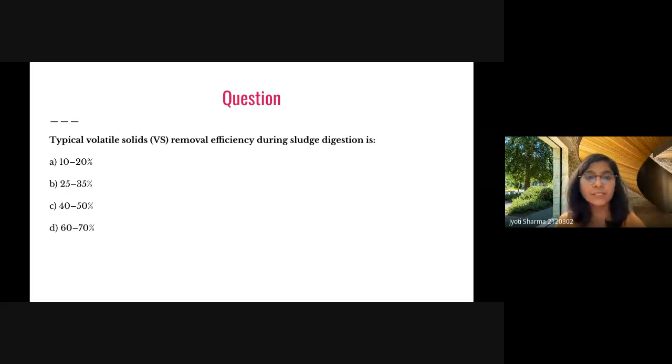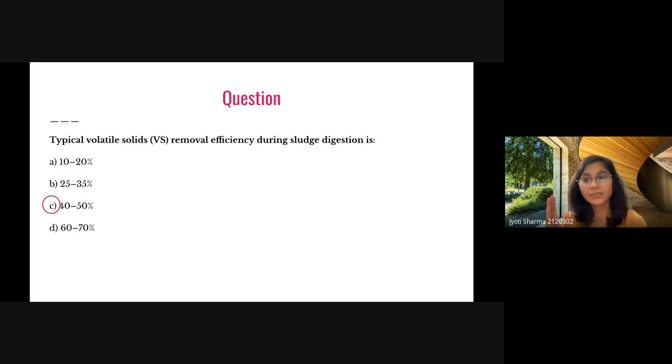Typical volatile solid removal efficiency during sludge digestion is: 10 to 20%, 25 to 35%, 40 to 50%, 60 to 70%. Let me see. Dia gave me C, Venkateshwara gave me D, Priscilla gave me C. Okay, so yes, this is C.